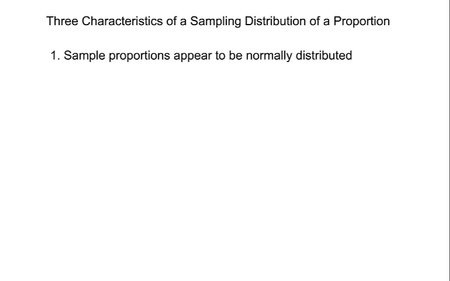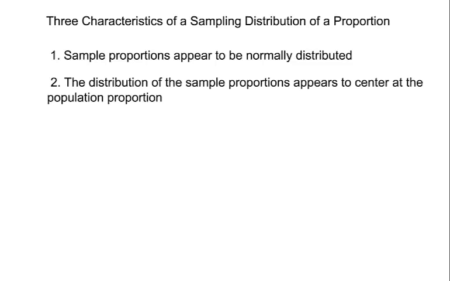There are three characteristics of a sampling distribution of a proportion. First, sample proportions appear to be normally distributed. That is, their distribution is unimodal, symmetric. Next, the distribution of the sample proportions appears to center at the population proportion.